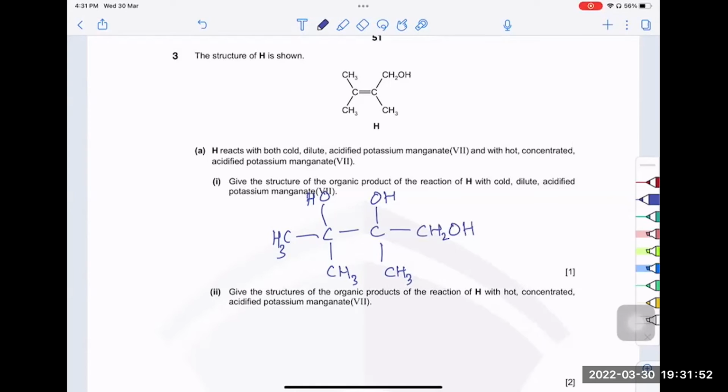And it doesn't matter which one you put at the top or on the side or on the left, because these are all single bonds. Single bonds don't have restricted rotation. They can rotate all the time.